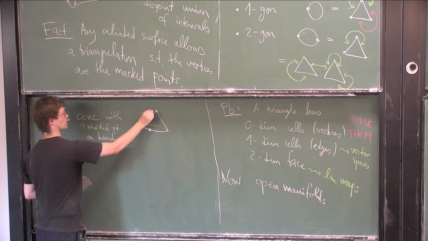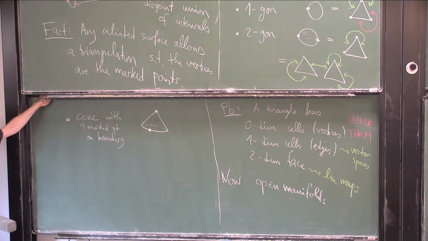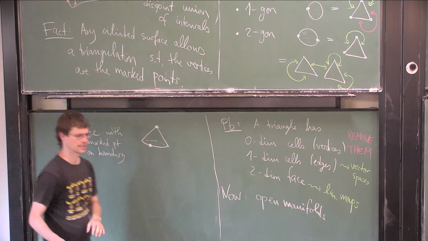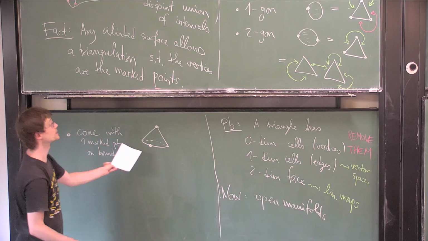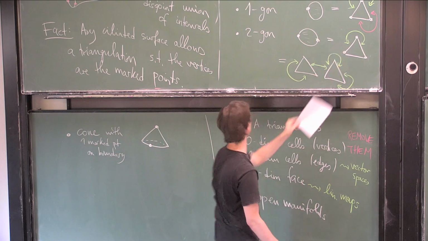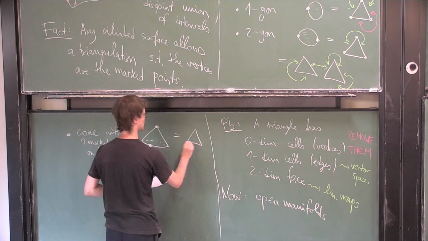But you have also, well, one mark point in the interior. So how do you get this as a triangle? Oh yeah, you're right. No, this is actually this picture. This is the cone. You're right. Yeah, no, you're right. This is this.